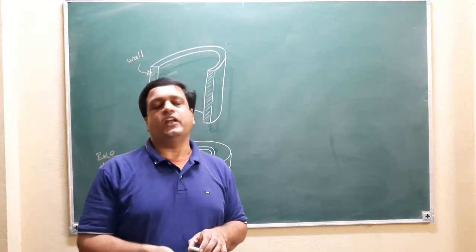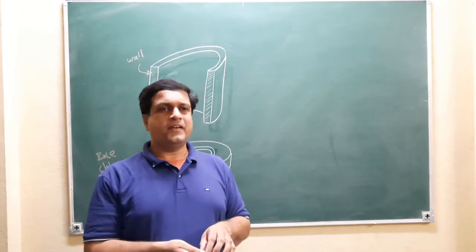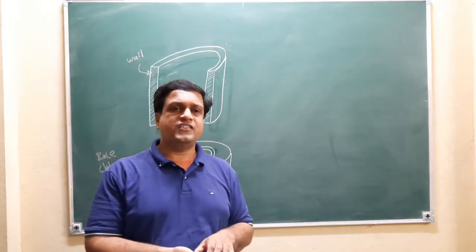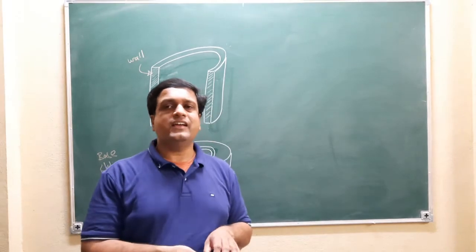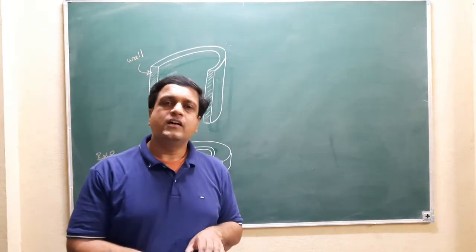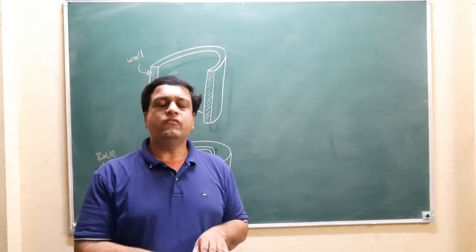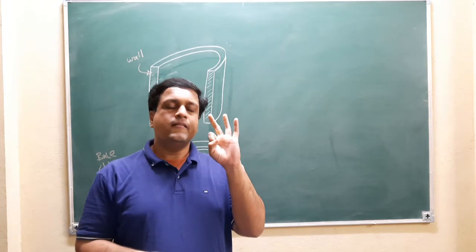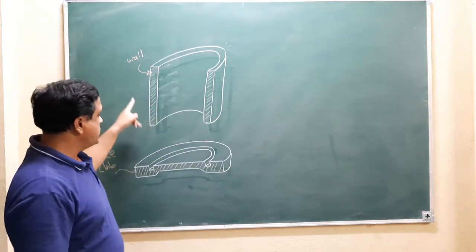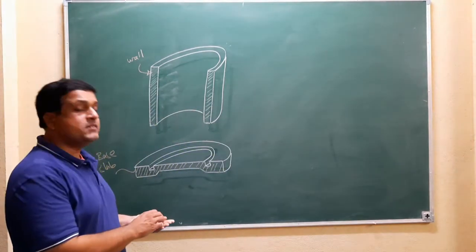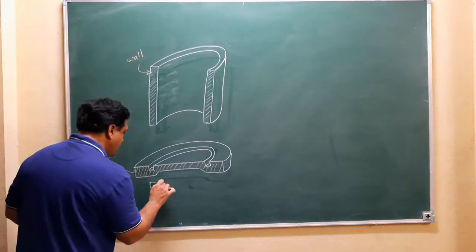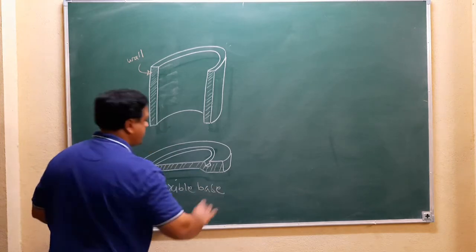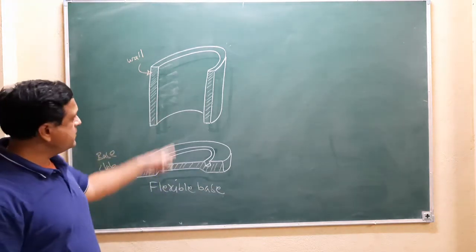Mainly, the water tank is designed for the water pressure. It is called a hoop tension. Whatever water pressure is acting on a wall generates tensile stresses in the wall. For those tensile stresses, you have to design the water tank. First you have to design the wall of the water tank, and then the base of the water tank. These two main components you have to design. So this is a flexible base water tank.